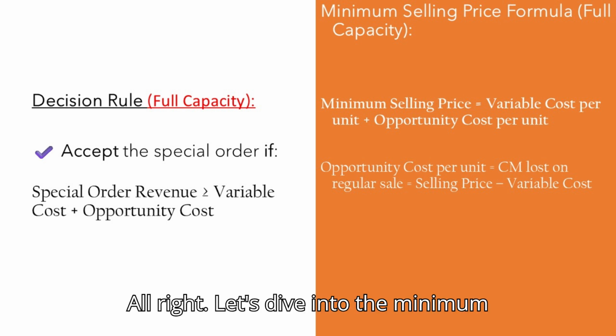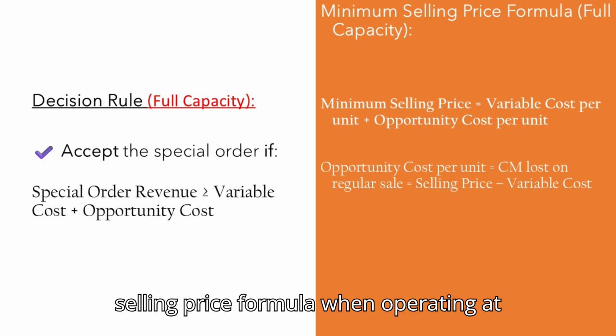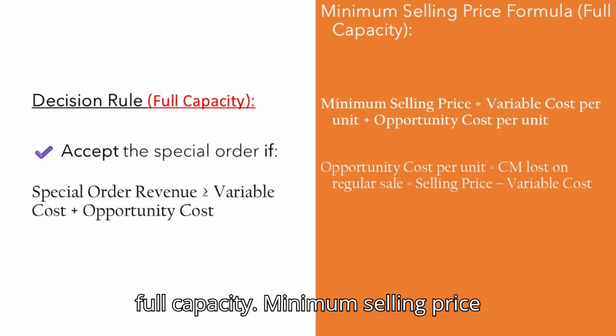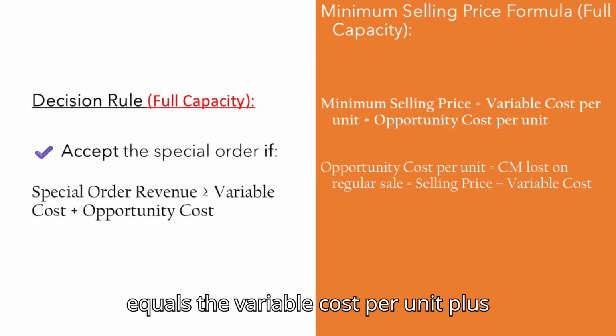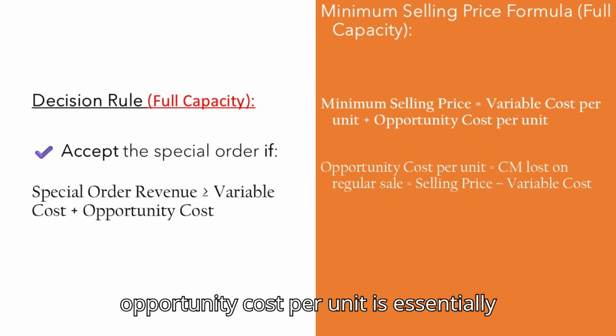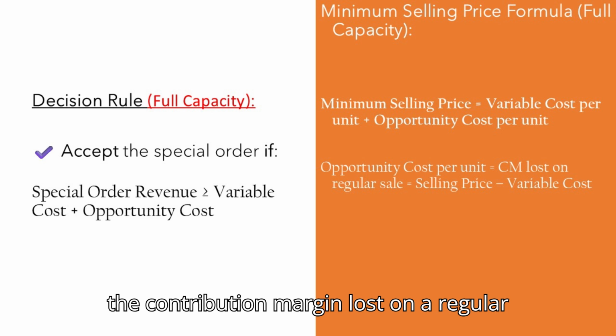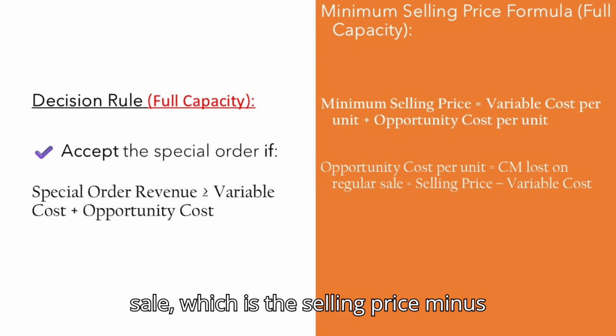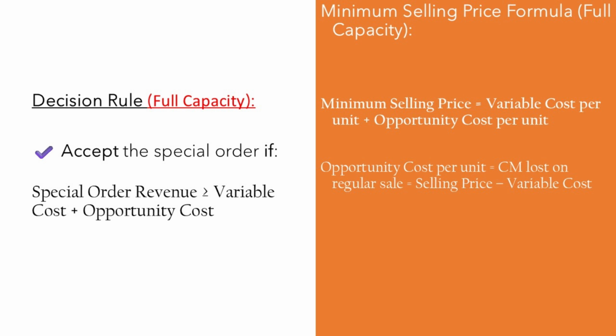Alright, let's dive into the minimum selling price formula when operating at full capacity. Minimum selling price equals the variable cost per unit plus the opportunity cost per unit. Now, the opportunity cost per unit is essentially the contribution margin lost on a regular sale, which is the selling price minus the variable cost.